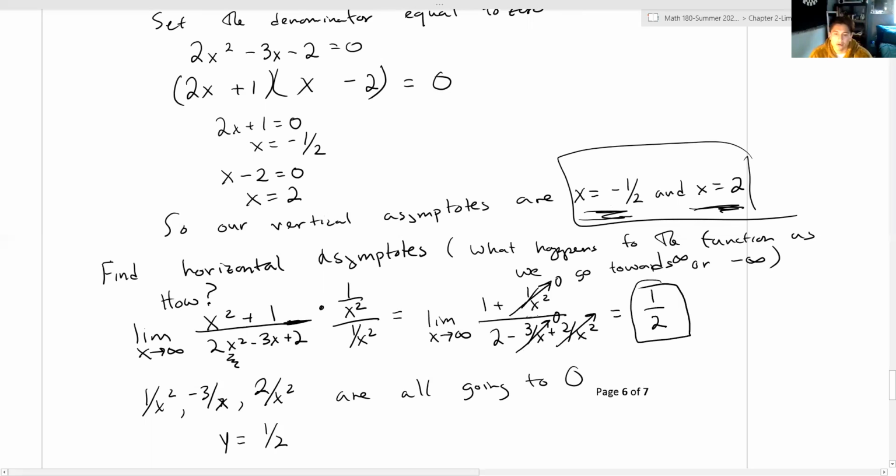Yeah. That's why we went in and divided the top and the bottom by 1 over x squared, or multiplied by that number. All right. Does that answer your question? So here's my horizontal asymptote.